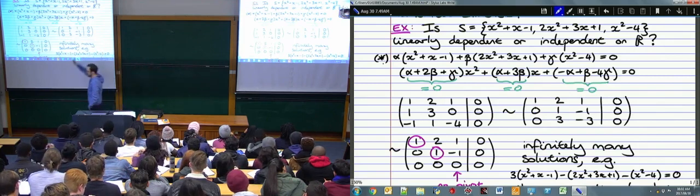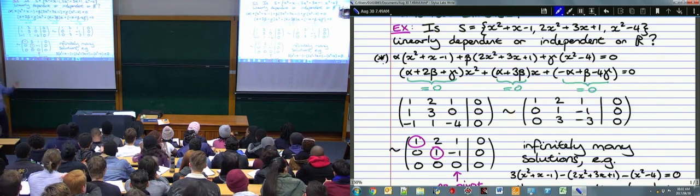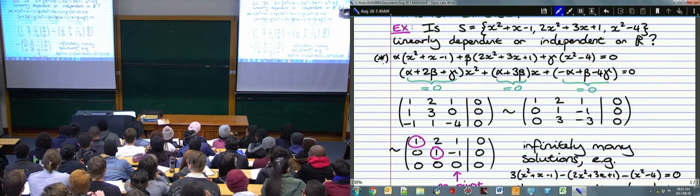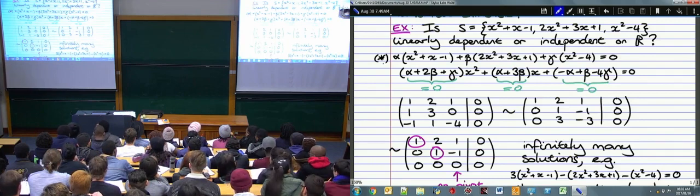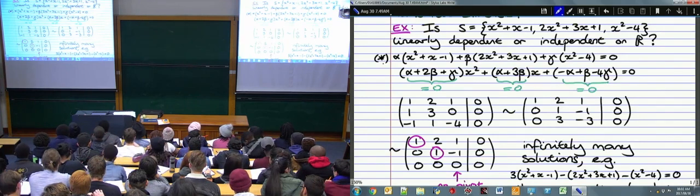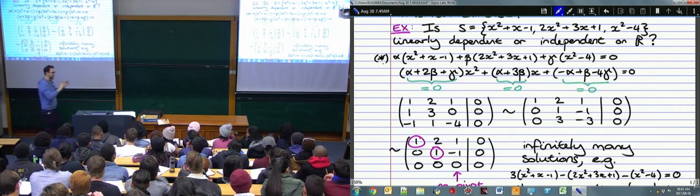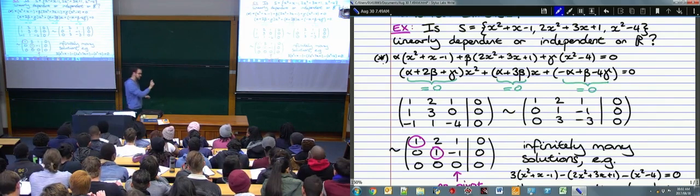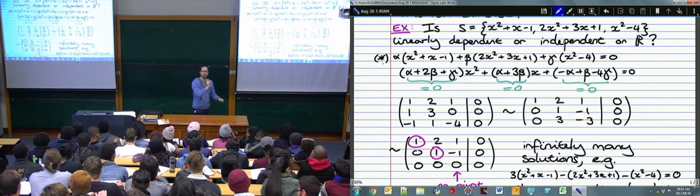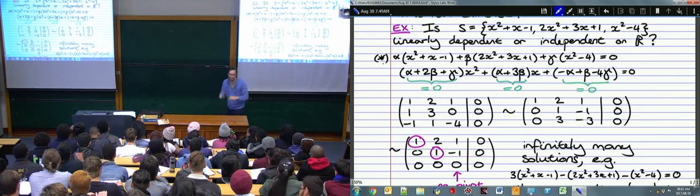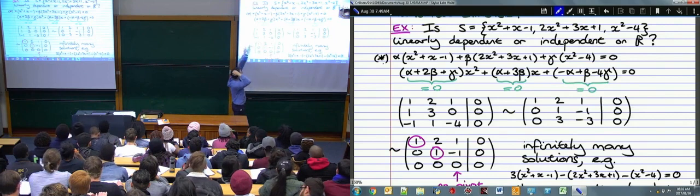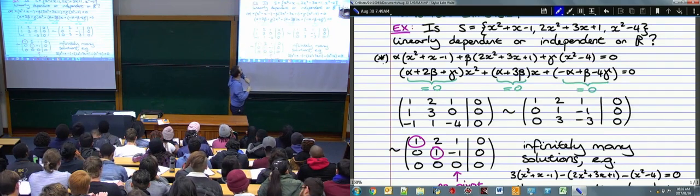So what I've done in the next line is I've just rearranged it. So we've got all the x squared terms together, all the x terms together, and all the constant terms together. And what we saw yesterday was that x squared, x, and the constants are linearly independent of each other, which means that the only way that this (alpha plus 2 beta plus gamma) x squared plus (alpha plus 3 beta) x plus (minus alpha plus beta minus 4 gamma) can be equal to 0 is if each of those coefficients, the coefficient in front of the x squared, the x, and the constant, are independently equal to 0.